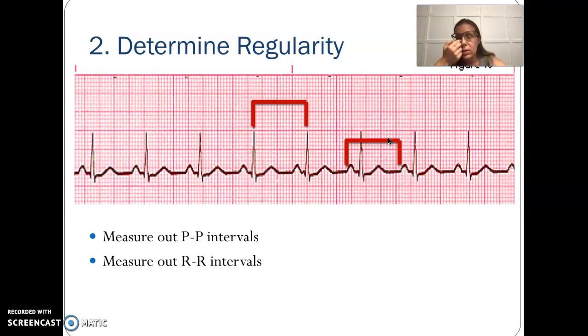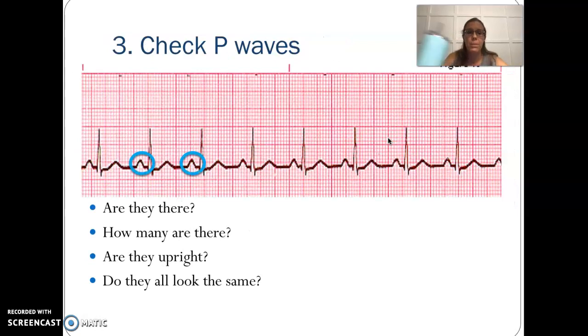You have other ones that you'll learn though that are irregular, and so we'll talk about what those might be. So the first thing we've done is we determined rate, and that's just by counting those QRS complexes in a 6-second strip, multiplying by 10. Now we've determined regularity, which is going from those P to P, R to R, making sure those are regular. Okay?